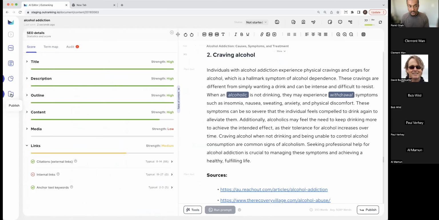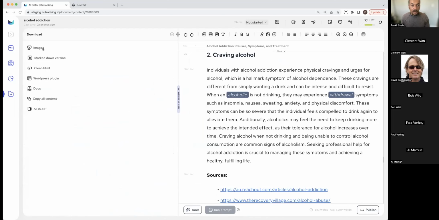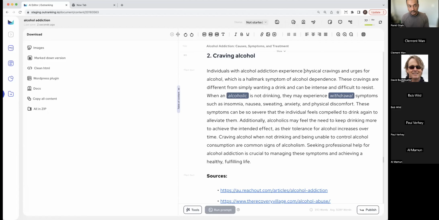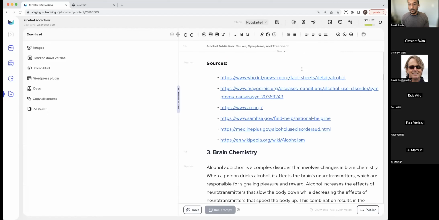For publishing, we have many tools that help you publish. You can download just the images, a markdown version, or clean HTML. We have a WordPress plugin that you can use to import and export content. You can also download this as a doc file, or copy all the content, or get it all in a zip. The last utility we added was a Google Doc link. If you are working with teams or someone else is publishing the content, you just need to click on it and it will generate a Google Doc link that you can send to everyone on the team. You will still have to share access with them, but they can all click the link and get access to that document. So it's an easy way to collaborate within the document.